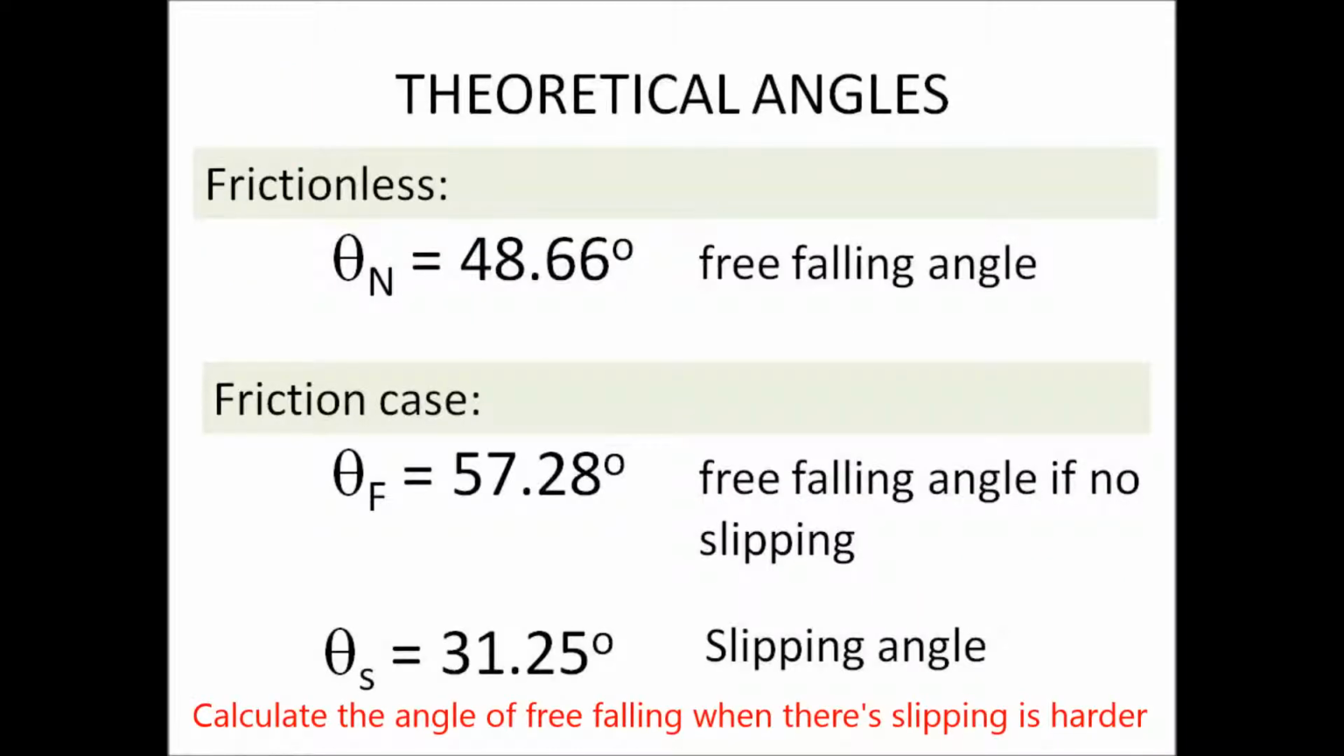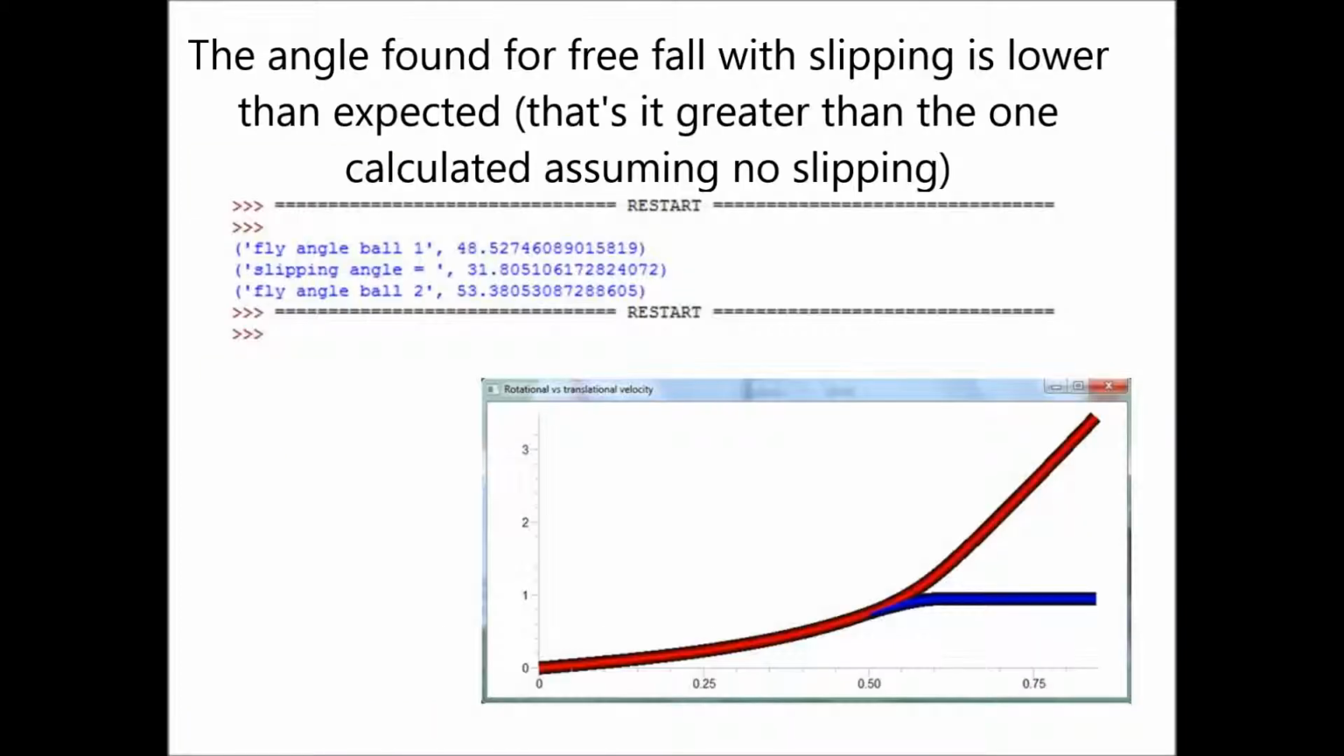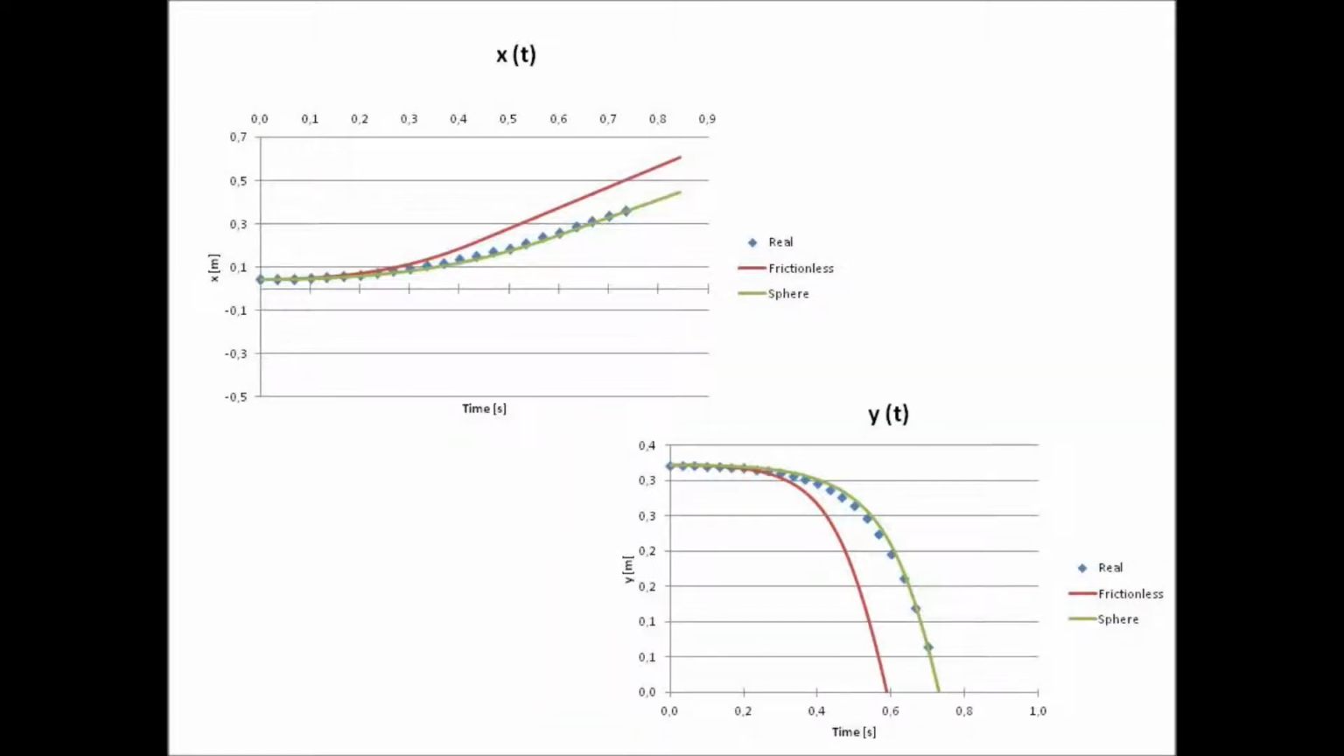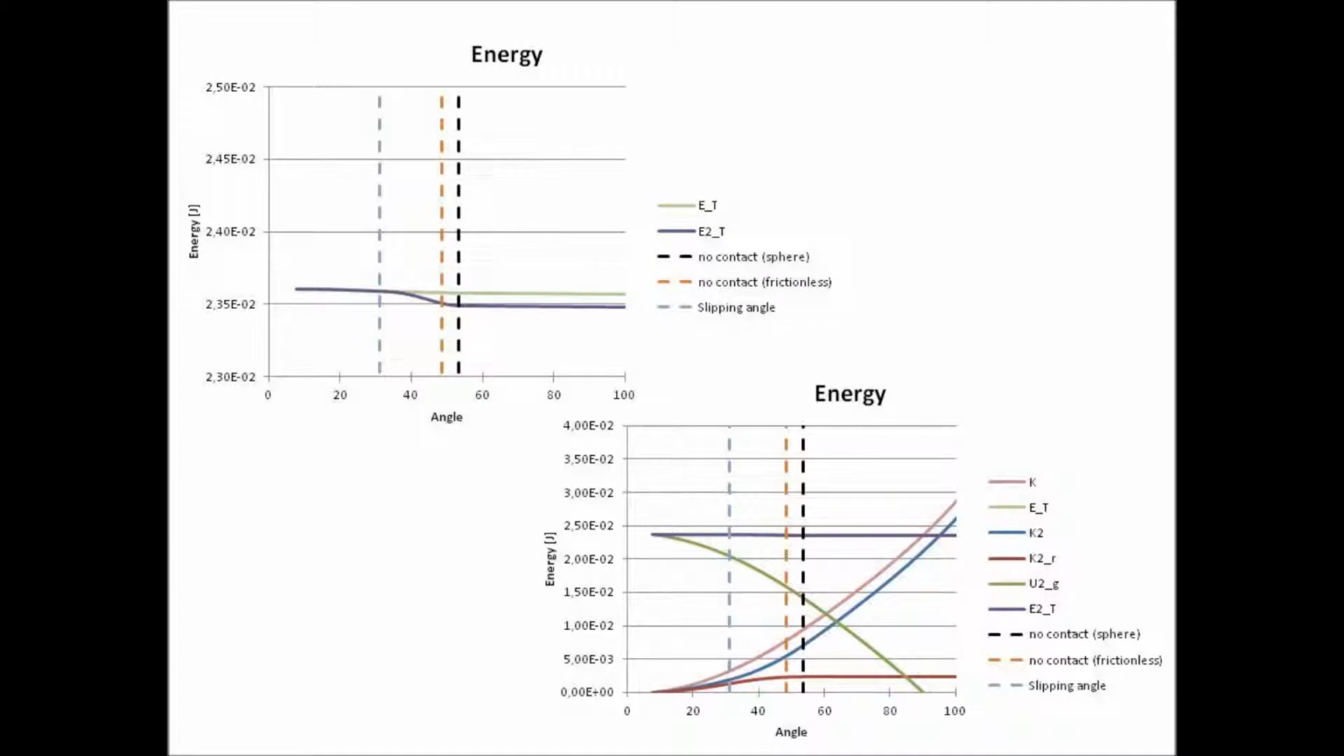We can compare the expected values for the angles with the values for those angles found in the simulation, and we found a good agreement. If we compare the trajectories with the data from the tracker, we found also a good agreement. And if we study the energies, we can see the loss of energy while the ball slips and the different energies involved in this process.